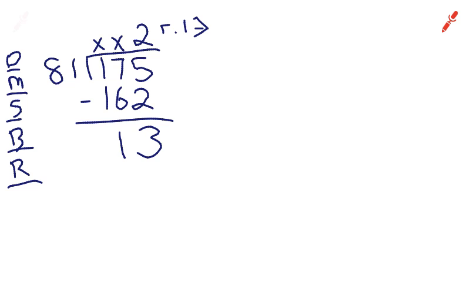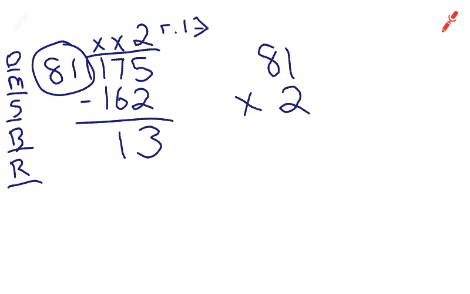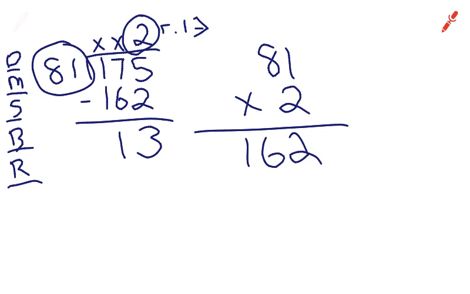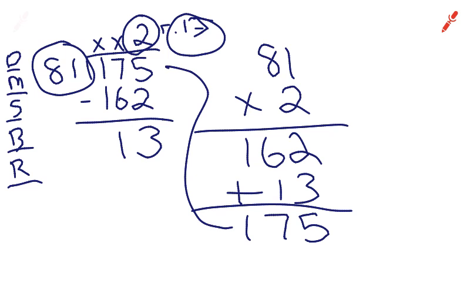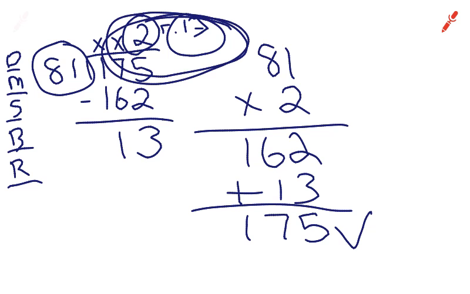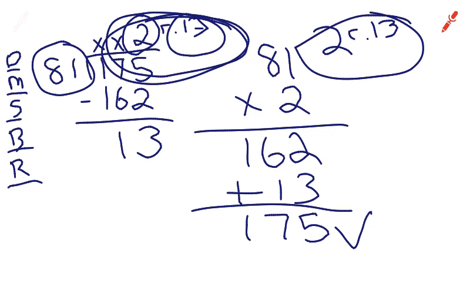Let's check it like the directions say. 81 times 2, 162. And then add our remainder of 13. And you get 175. Is this the same as this? Yes, so this checks. Our answer is very sloppy up there. Our answer is 2, remainder, 13. And sloppy right there too.